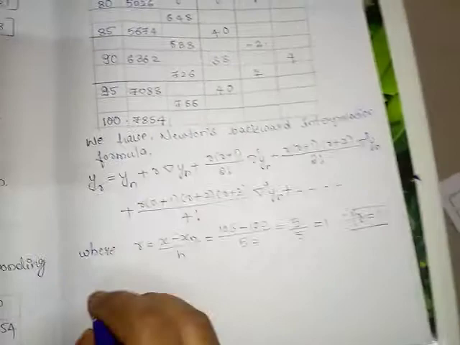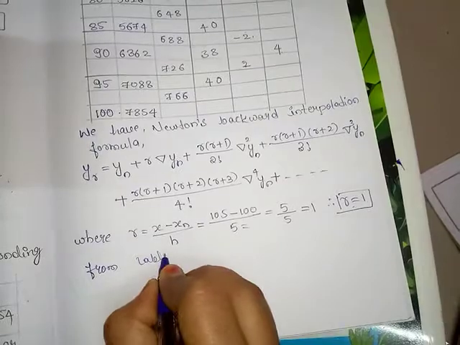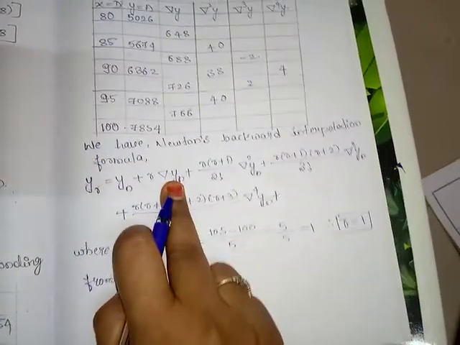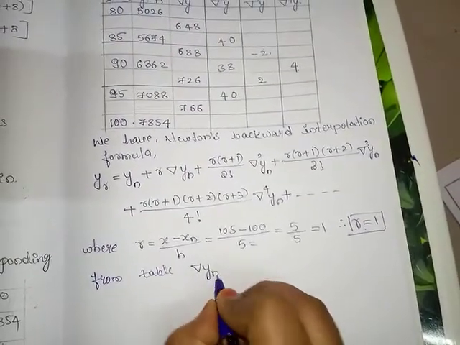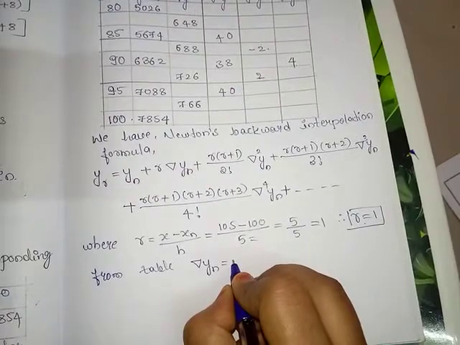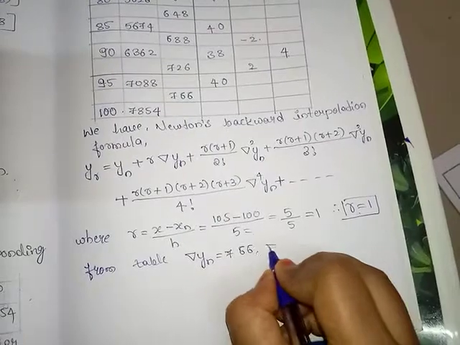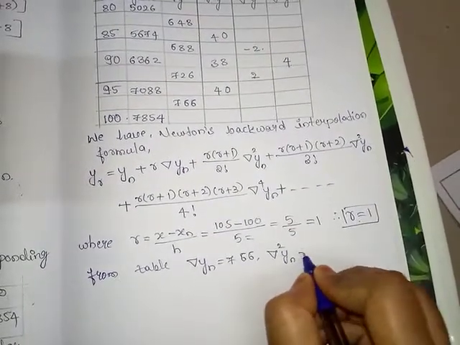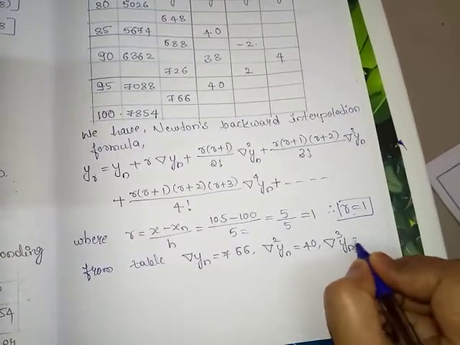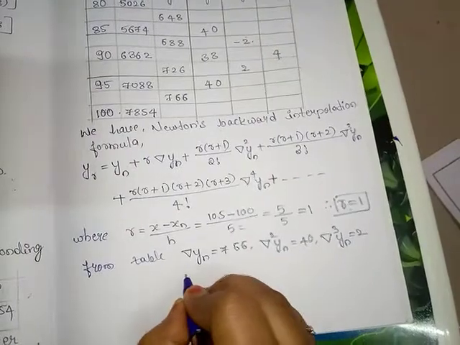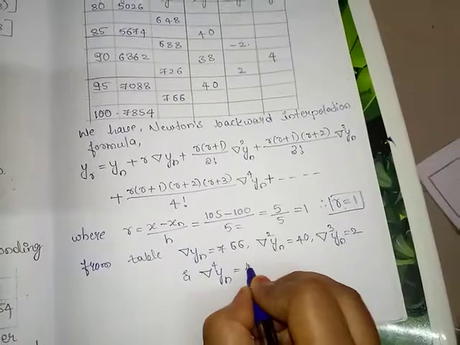Now from the table we write what the del yn, del square yn, del cube yn terms are. Del yn is equal to 766. Del square yn is equal to 40. Del cube yn is equal to 2 and del raised to 4 yn is equal to 4.